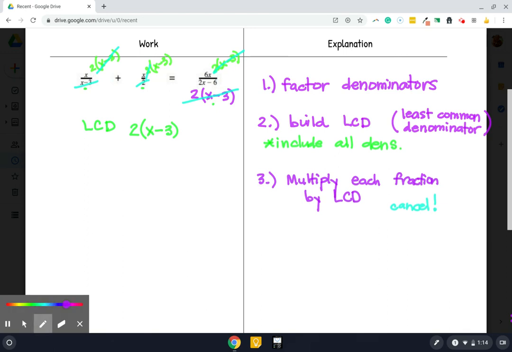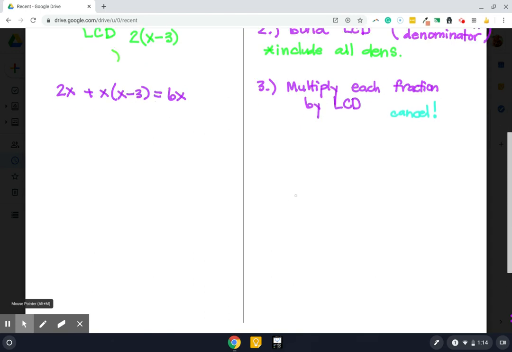So let's look at what we have now. In the first one, we have 2 and x that are multiplying. In the next one, the 2's cancel, and so x is multiplying with x minus 3. And in the third one, everything canceled, and so we've got 6x. Okay, so now that we've done that, we are going to simplify and solve the equation that we just made.